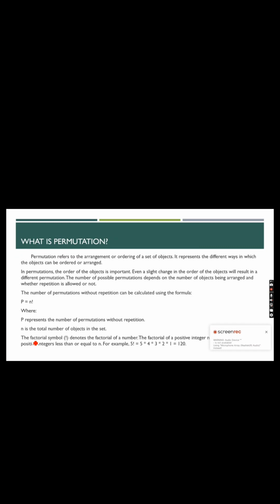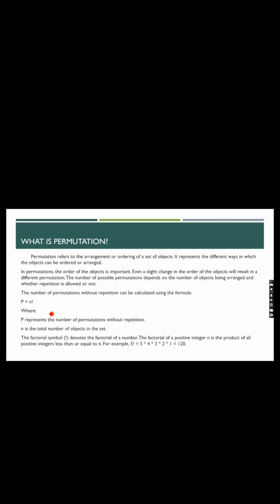What is permutation? Permutation refers to the arrangement or ordering of a set of objects. It represents the different ways in which the objects can be ordered or arranged. In permutations, the order of objects is important. Even a slight change in the order of the objects will result in a different permutation. The number of possible permutations depends on the number of objects being arranged and whether repetition is allowed or not.